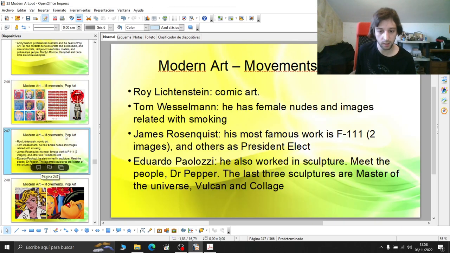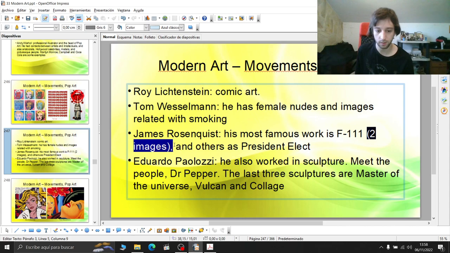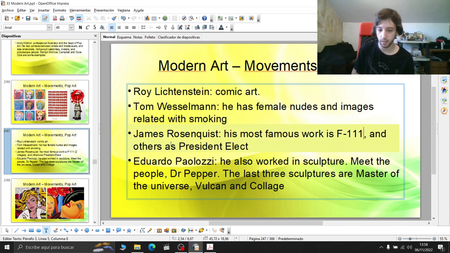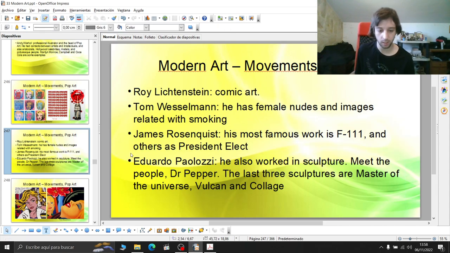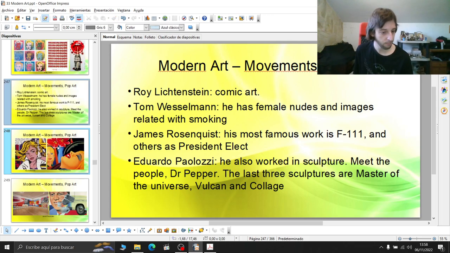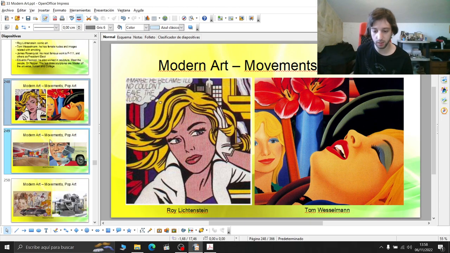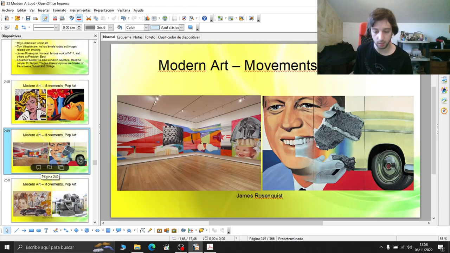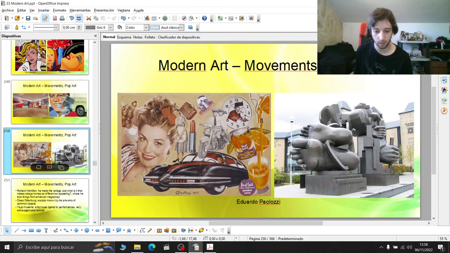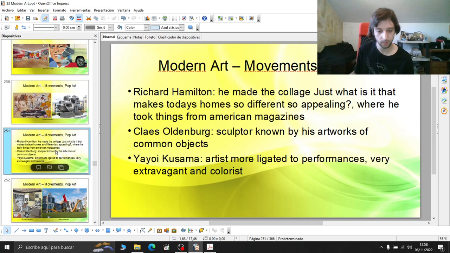Roy Lichtenstein, comic art. Tom Wesselmann, he has female nudes and images related with smoking. James Rosenquist, his most famous work is F-111. Eduardo Paolozzi, he also worked in sculpture. Here you see Roy Lichtenstein, Tom Wesselmann, James Rosenquist, and Eduardo Paolozzi.